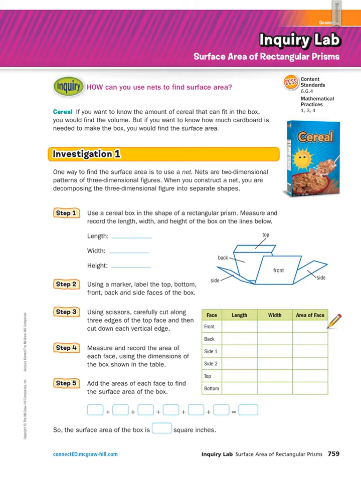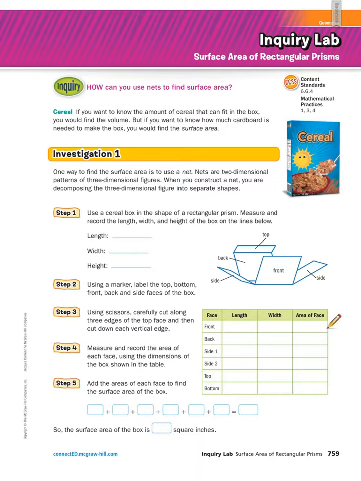So it's time to do the inquiry lab on surface area of rectangular prisms. Now I'm just going to tell you, if you were absent and you're watching this, you missed out on the funnest lesson of 6th grade math. I'm sorry about that. The best we can do is get you through here without using the cereal boxes. So we'll do the best we can. So the question is, how can you use nets to find surface areas?